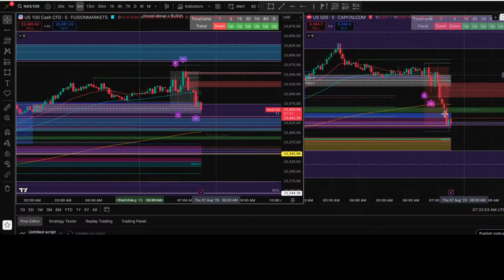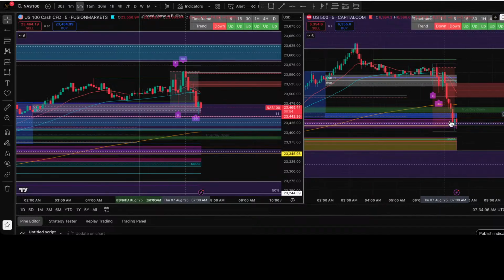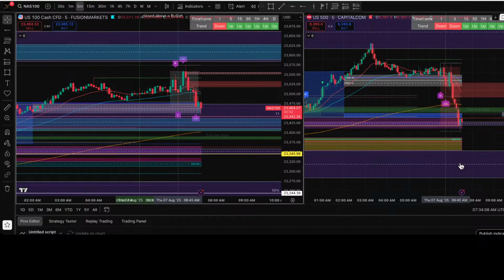At the same time, US 500 has already taken out Asia lows, which is usually our low-hanging fruit. It's created a new blue zone, so it could technically just bounce off this blue zone and head down to previous day's lows, which is past this 4-hour fair value gap. A lot of 4-hour fair value gaps were left yesterday, so it's sweeping a lot of these.